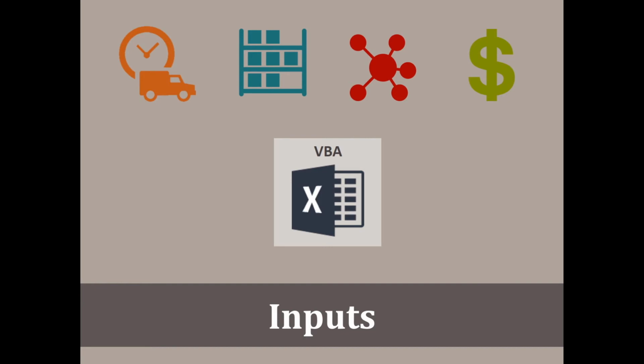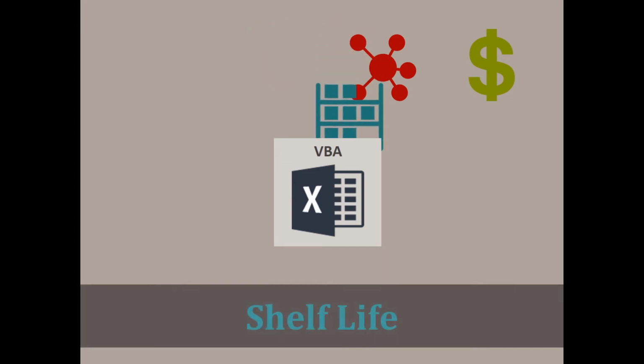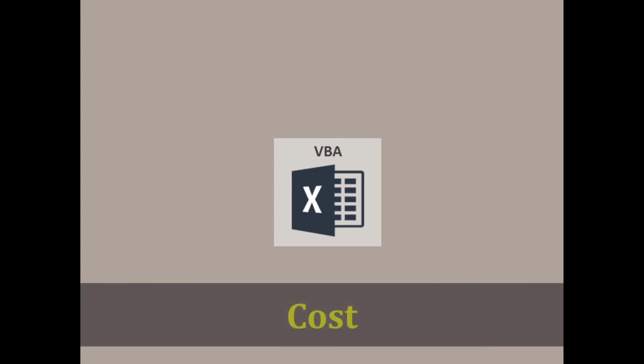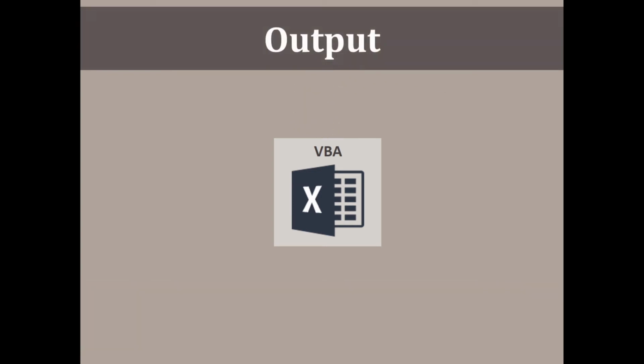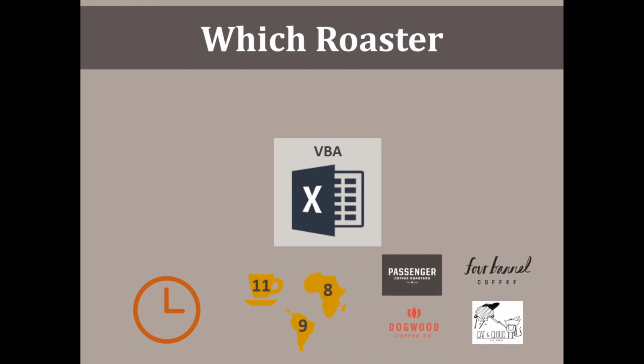Our inputs for the model included lead times, shelf life, supplier diversity, and cost. The model will utilize the forecast to determine when Redhawk should reorder, how much they should order, and which roasters they can order from.